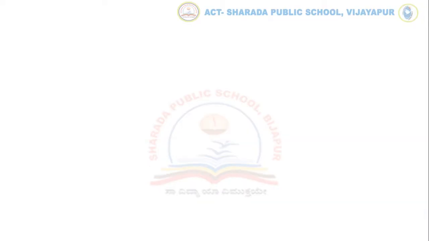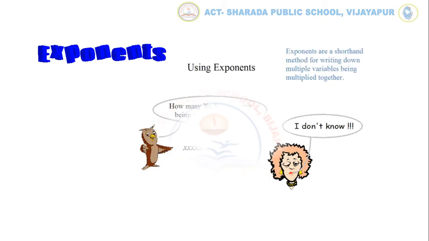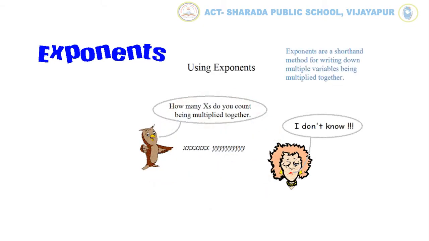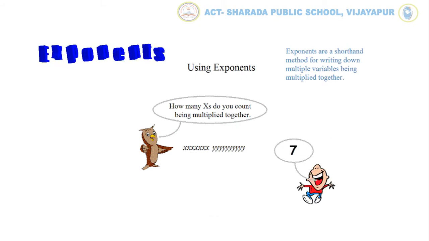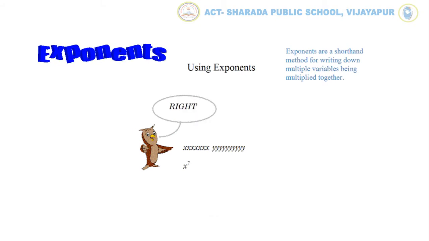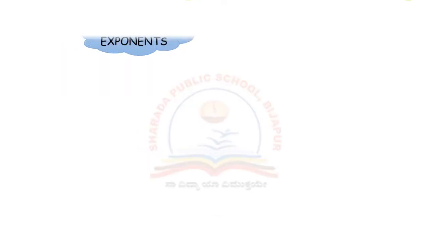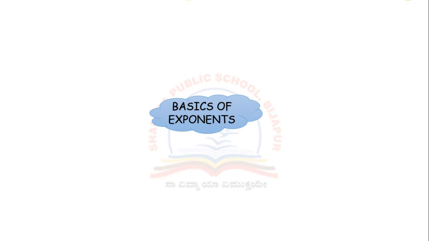In this video, we discuss the concept map of all the topics of second lesson exponents and then we summarize it into a mind map. Exponents are a shorthand method for writing down multiple variables being multiplied together. Let us now move to the basic concepts of exponents.